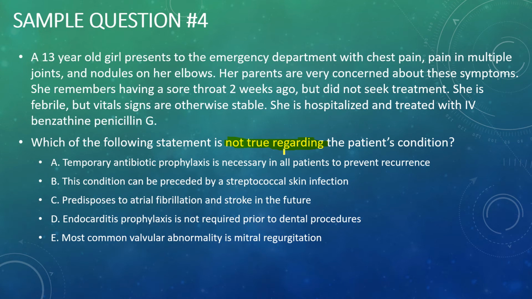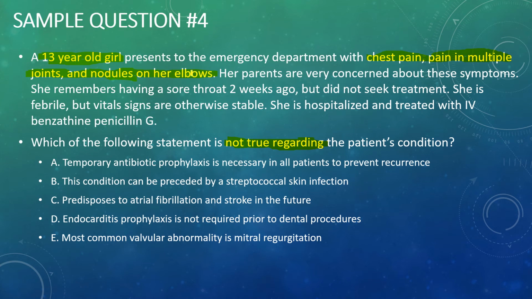So we want to find out which is not true. So let's see what's going on here. A 13-year-old girl presents to the emergency department with chest pain, pain in multiple joints, and nodules on her elbows. All right, so she has chest pain, joint pains, and elbow nodules. So we should be thinking of a certain condition right now.